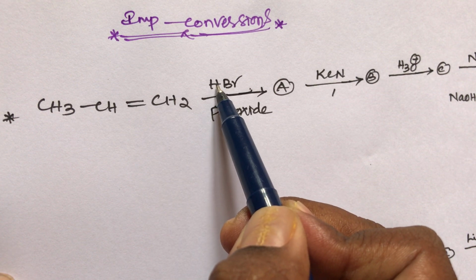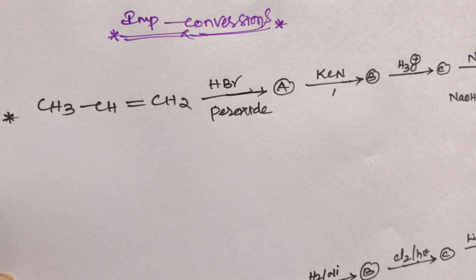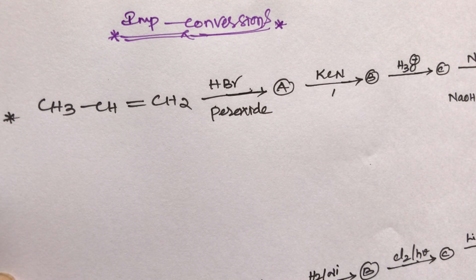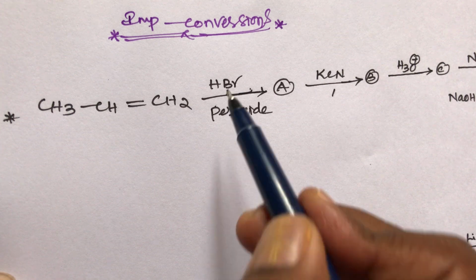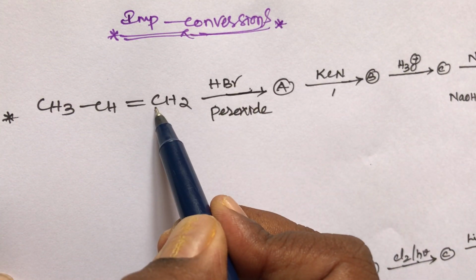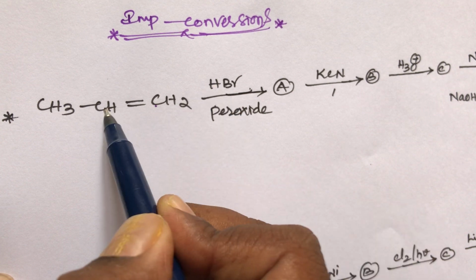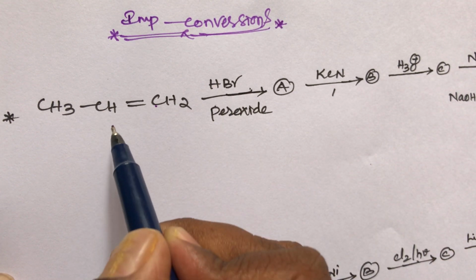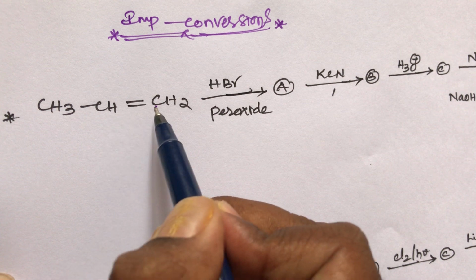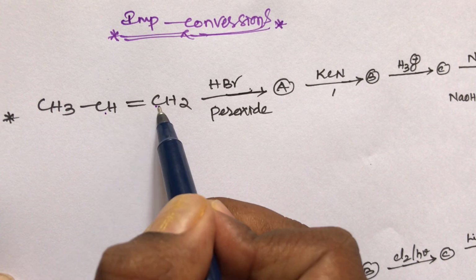Hydrogen will attack the carbon which contains less number of hydrogens, according to the anti-Markovnikov rule. Generally, addition happens only at the double bonded carbons, in between this carbon and this carbon only.